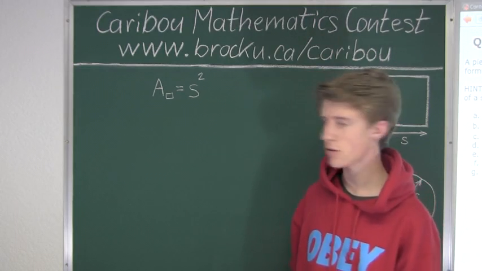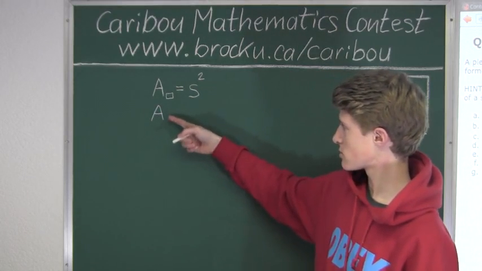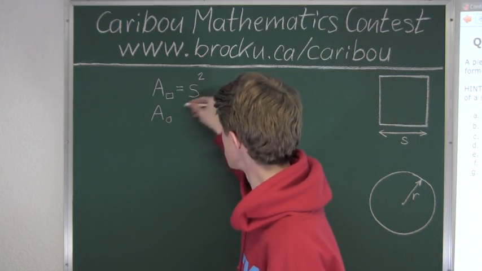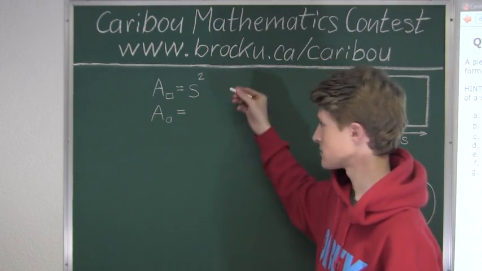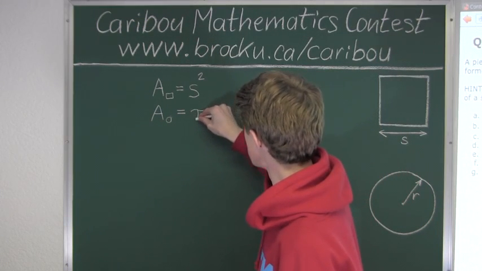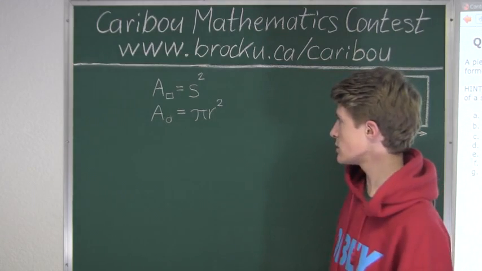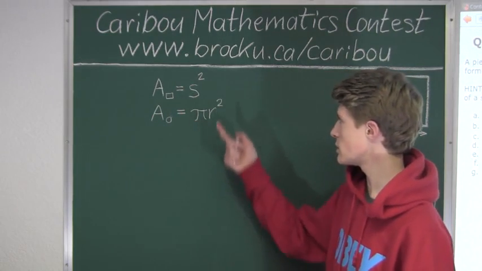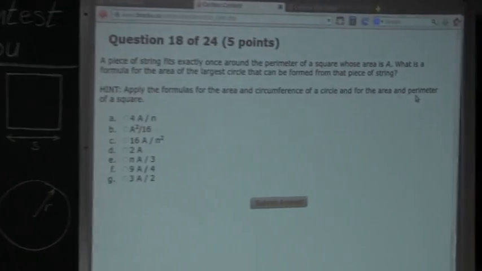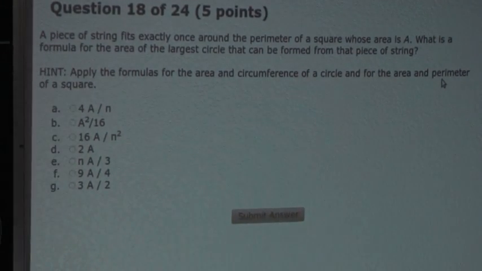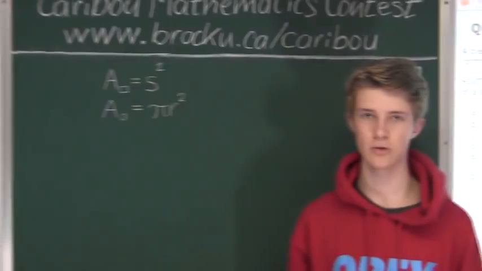So now we will find the area of a circle, and we will write the exact same thing, except of course we will write a little circle instead of a square. And we know that that is pi times radius squared. Okay, so now to get a relationship between these two areas, we will need to find a relation between s and r, since those are the two unknowns. Now we can get that from a statement from the question, since the statement is a piece of string fits exactly once around the perimeter of a square, and then also around the circumference of a circle.